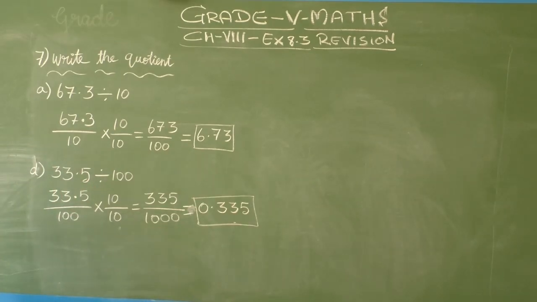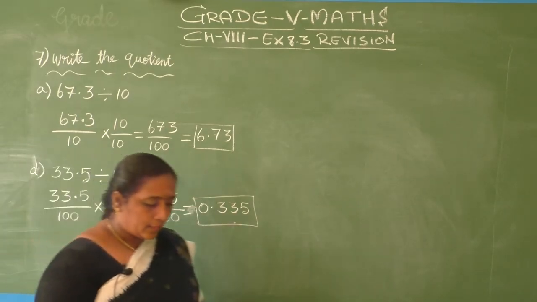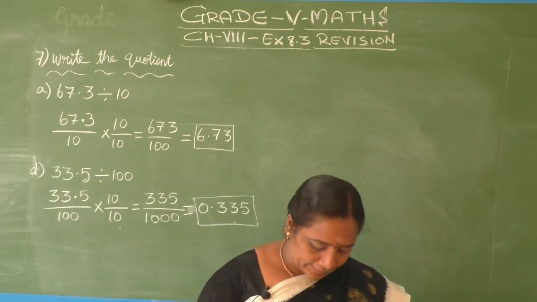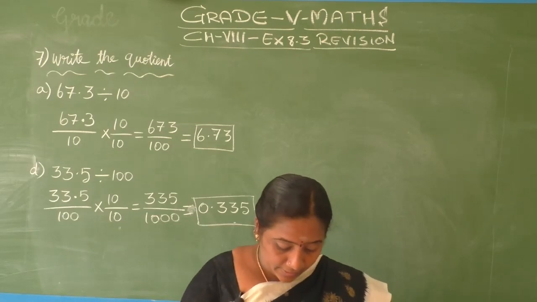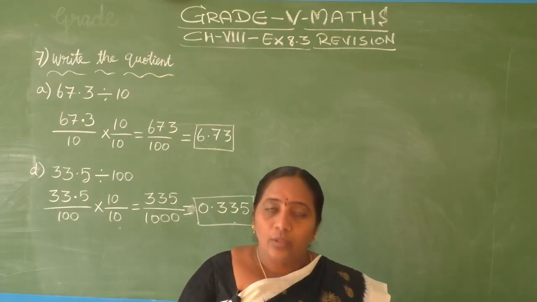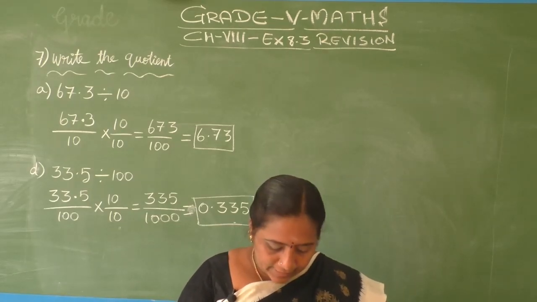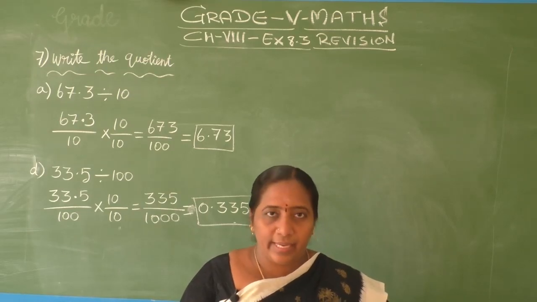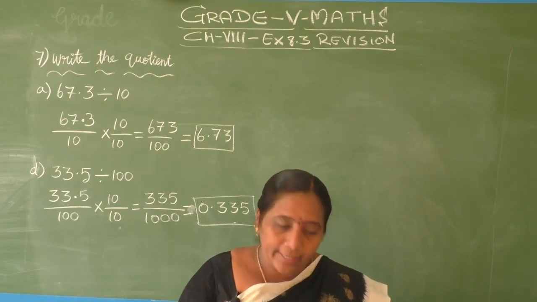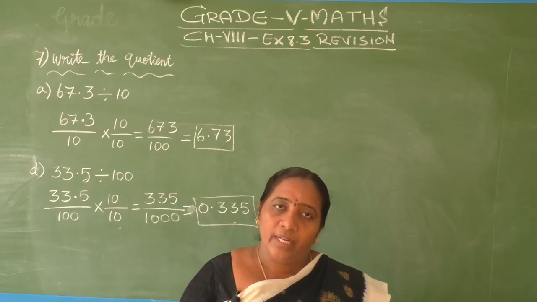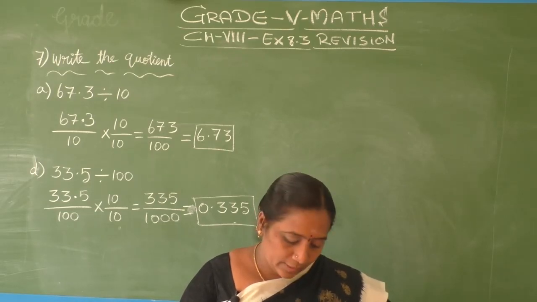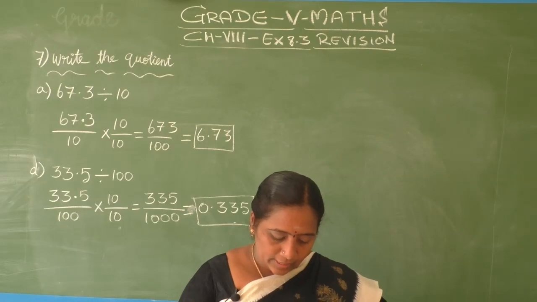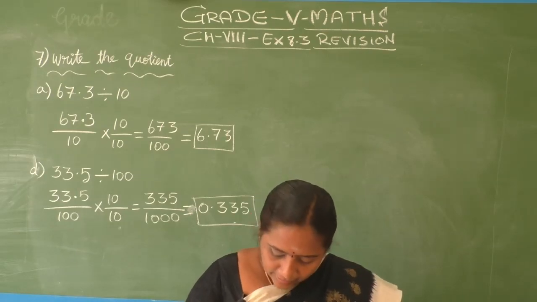See, in the 7th Roman also they gave 12 sums. I worked out 2 sums only here. The remaining sums you can do yourself for your practice. All sums are very easy, because all denominators will be 10, 100, 1000 like that only. If your denominator is 10, 100, 1000 or 10,000, it's very easy to write.